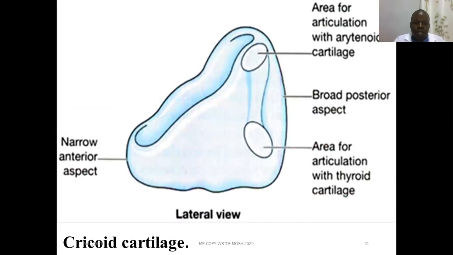Here is the cricoid cartilage. You can see the narrow anterior aspect and the area for articulation with the thyroid cartilage. Then you have the broader posterior aspect showing some movements. Then the area for articulation with the arytenoid cartilage, where some movements actually take place.